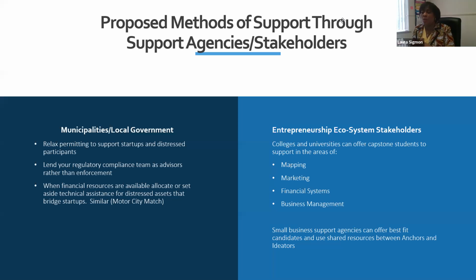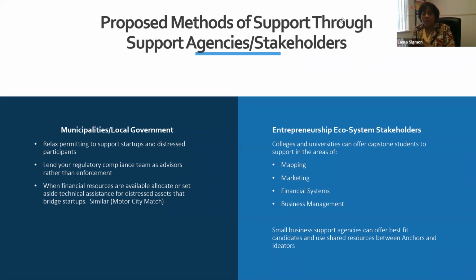And then entrepreneurship ecosystem stakeholders are anything or anyone like colleges and universities. Use your capstone students to actually go to Strictly Sportswear. Help them with mapping, marketing, financial systems, and business management. Send them directly to Cuts Lounge. Send them directly to Norma G's. Send them directly where your resources are, they're learning real time, cutting edge, new methods.